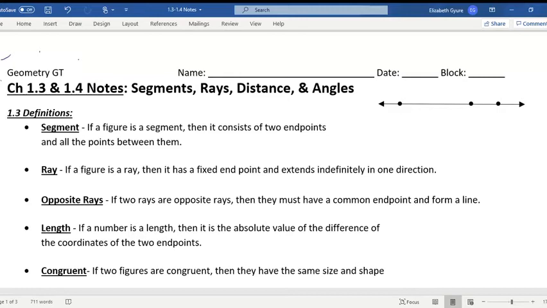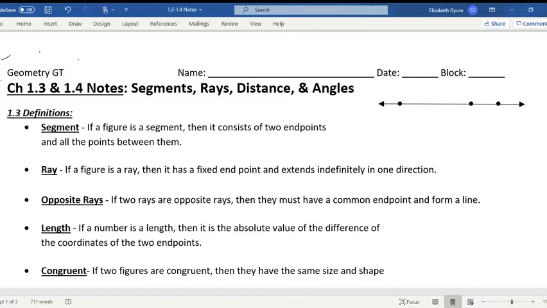We're going to be going over 1.3 and 1.4 notes, which is segments, rays, distance, and angles. The first video, we're going to talk about all the definitions and postulates we need to know for 1.3, and then we'll get into examples in the next video, and then move on to 1.4.